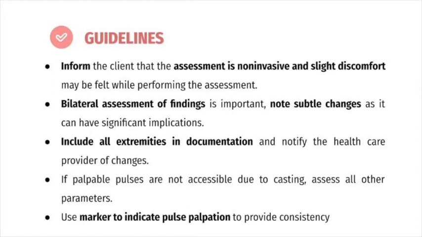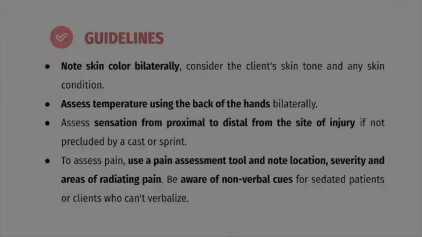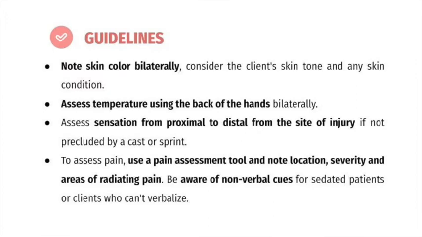Fourth, if palpable pulses are not accessible due to the presence of casting, assess all other parameters. Fifth, use a marker to indicate pulse palpation so that the gathered results will provide consistency. Sixth, note skin color bilaterally. Consider also the client's skin tone and skin condition. Seventh, assess temperature using the back of the hands bilaterally and use also a thermometer.